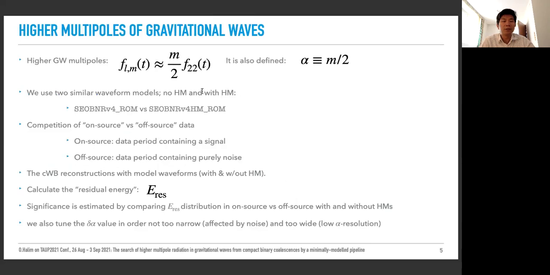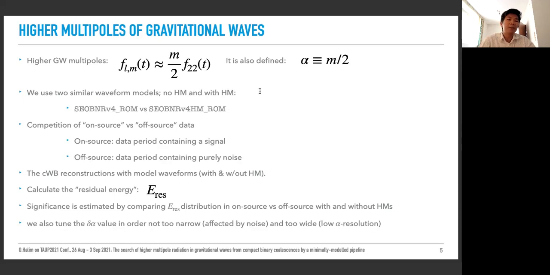So the higher modes of gravitational waves, especially for the frequency part, can be written in this relation related to the main quadrupole moment, which is f22. If we expect the 3-3 mode, its frequency will be related to m/2 multiplied by this quadrupole frequency. And we define alpha equal to m/2. That's why when alpha is 1.5, the higher mode is the 3-3 mode.